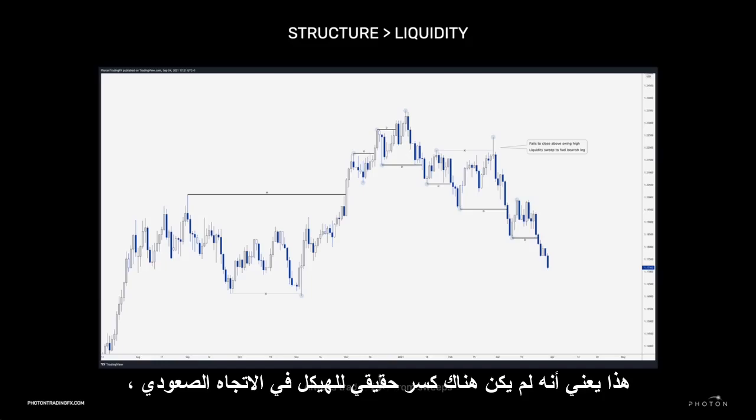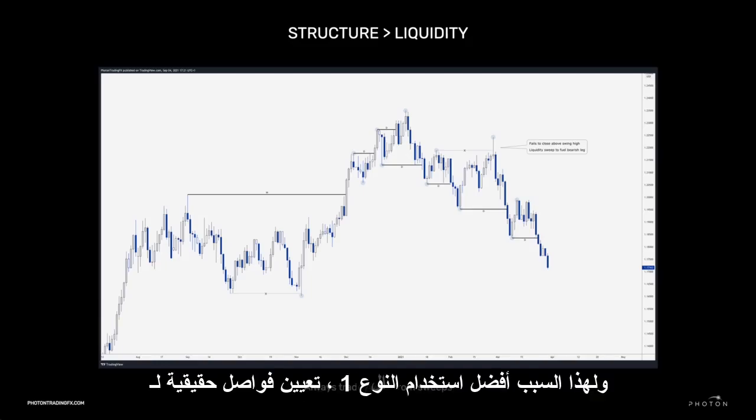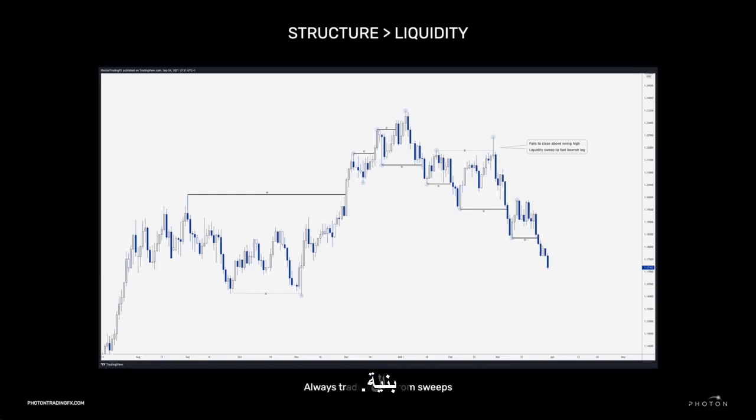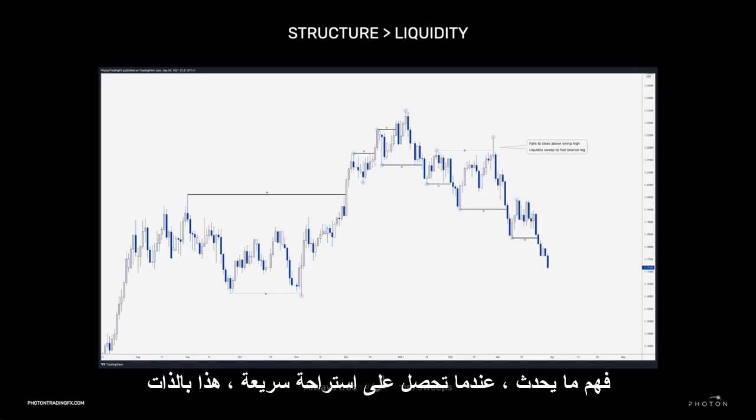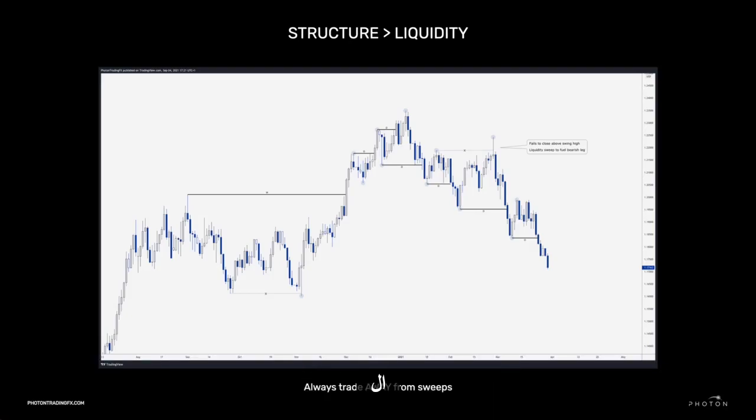So this means that there was no true break of structure to the upside, right? It was just a wick break. And that's why I prefer to use type 1 mapping for true breaks of structure. I want to see the candle closure, because that means you can understand what's going on. When you just get a wick break, very often it can just be a grab of liquidity. Of course, not always, but a lot of the times it can be.